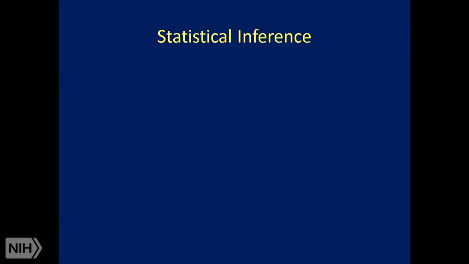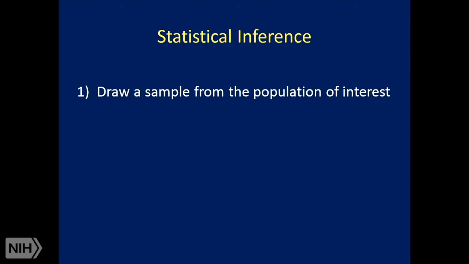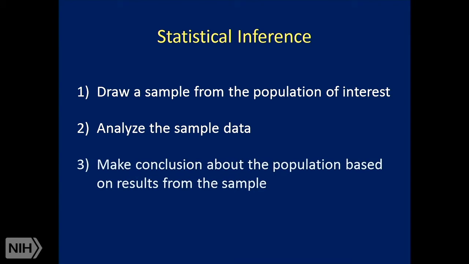All right. So statistical inference, what do we mean by statistical inference? We draw a sample from the population of interest. It's a procedure in order to draw conclusions. So we draw a sample from the population of interest. We analyze the data from the sample, and we make conclusions about the population based on results from the sample. That is statistical inference.